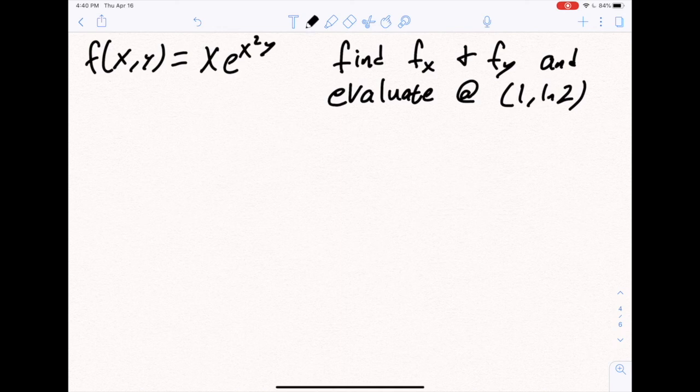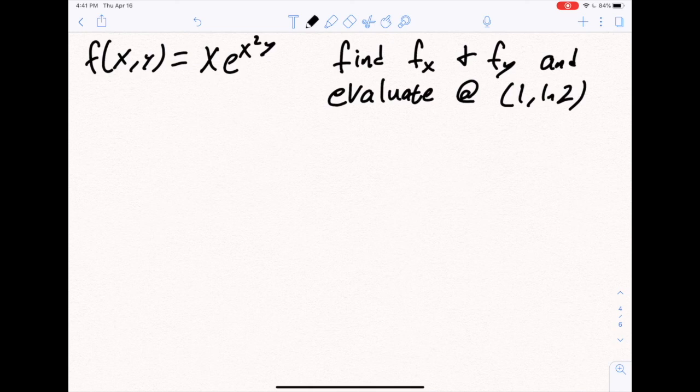Let's take a look at one final example in this video. We're given the function f of x comma y equals x times e to the x squared times y. And we want to find f sub x, that's the derivative of f with respect to x, and f sub y, the partial derivative of f with respect to y. And we want to evaluate both of those partial derivatives at the point 1 comma natural log of 2.